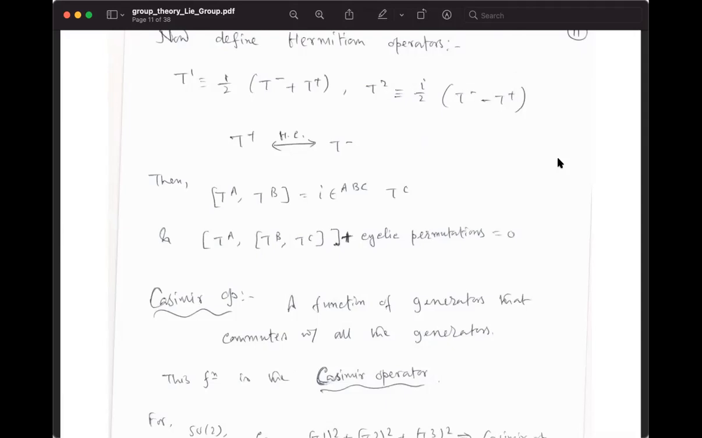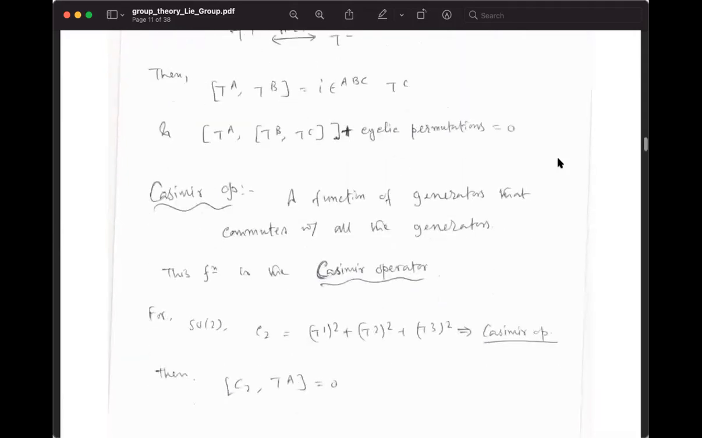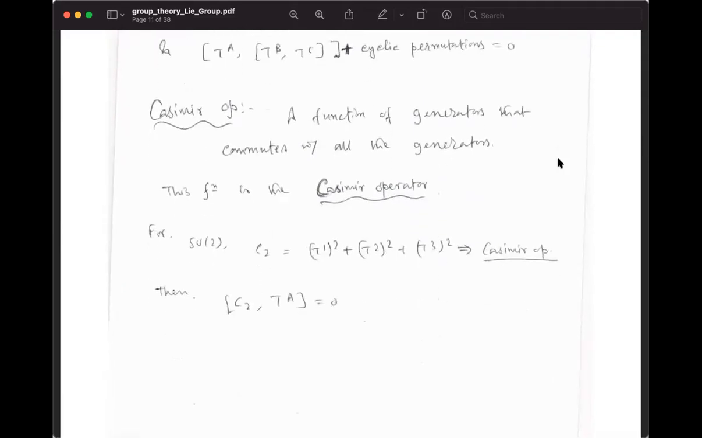Now, for any given group, we can define a Casimir operator, which is a function of generators that commutes with all the generators. Okay, and this function is called the Casimir operator. For example, for SU2, the C2 you can define as the sum of Ti squared, or T1 squared plus T2 squared plus T3 squared, which is the Casimir operator, and C2 commutes with each and every Ta.